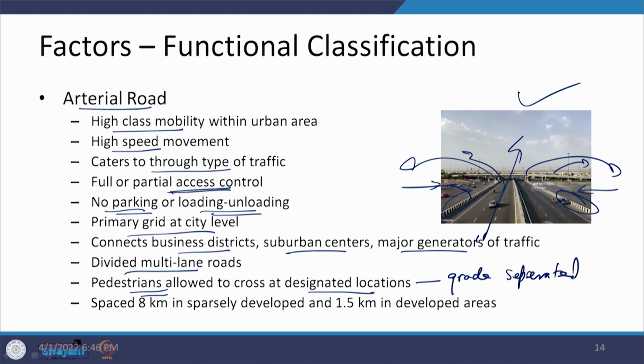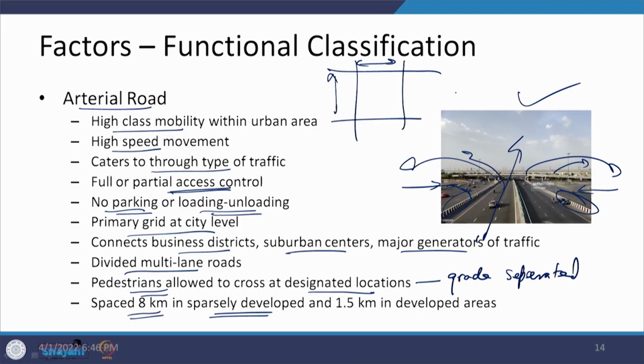How they are provided in a city, and at what spacing, is the next point. If the area is newly or sparsely developed, then the spacing should be 8 kilometers, and if it is a developed area, then it should be 1.5 kilometers. That means we are talking about a grid like this, and if these are the arterial roads, the spacing we are talking about is the spacing of these roads, and within these, the rest of the roads are going to be there.